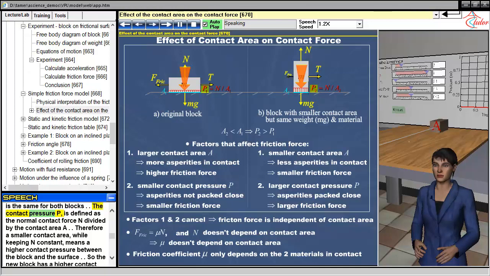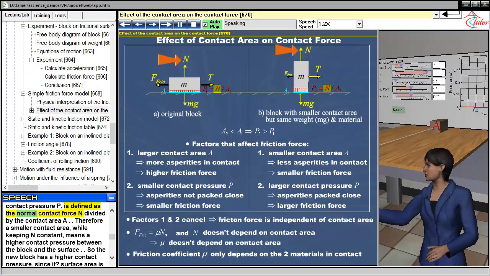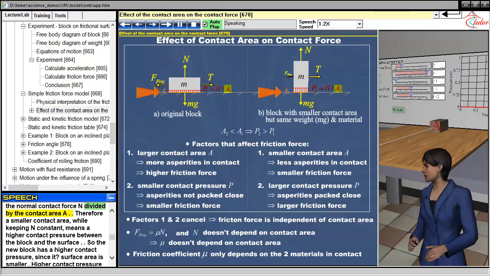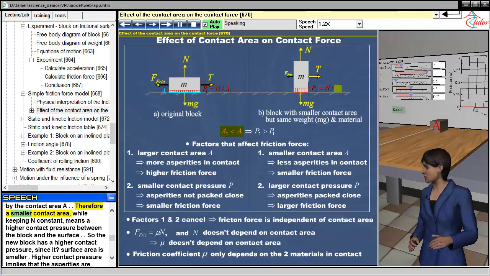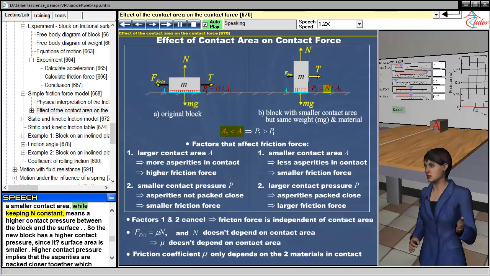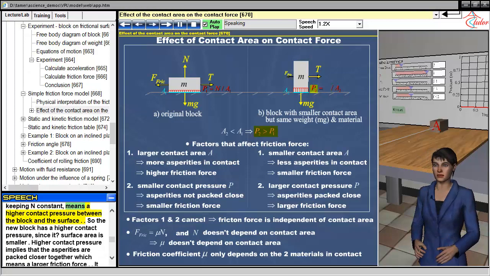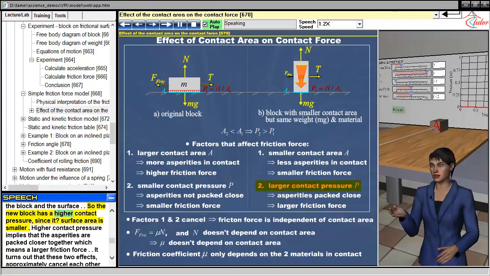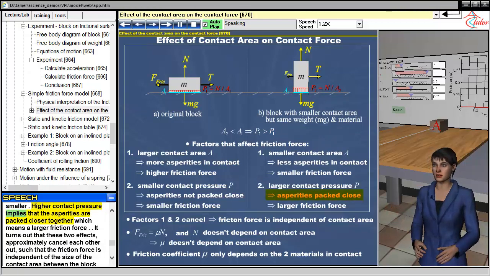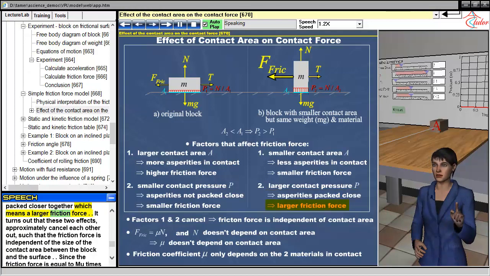The contact pressure P is defined as the normal contact force N divided by the contact area A. Therefore a smaller contact area, while keeping N constant, means a higher contact pressure between the block and the surface. So the new block has a higher contact pressure, since its surface area is smaller. Higher contact pressure implies that the asperities are packed closer together, which means a larger friction force.